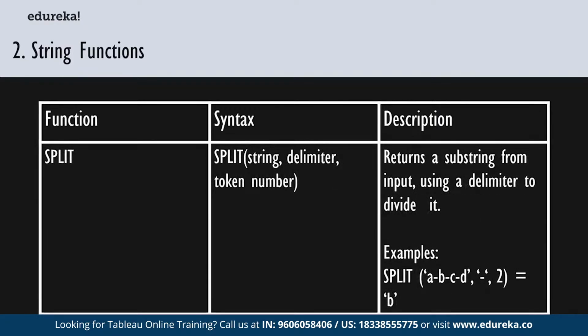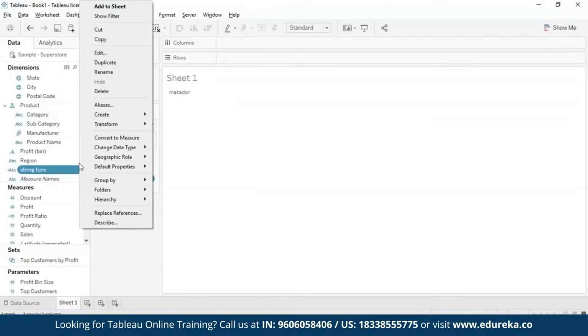Then we have split. Now this is an interesting one. It returns the substring from a string using a delimiter character to divide the string into a sequence of tokens. Now the string is interpreted as an alternating sequence of delimiters and tokens. So let's see how this works.